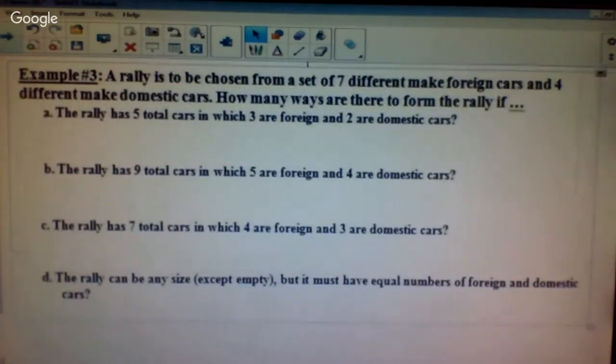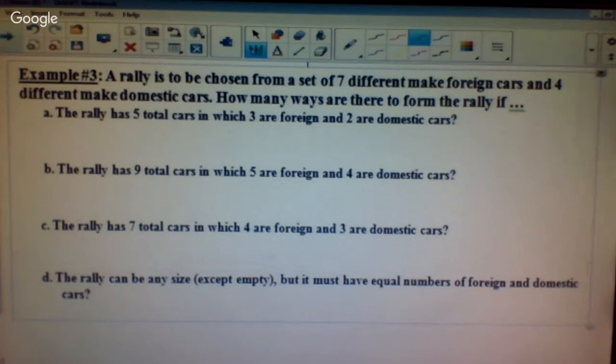Take a look at this one. A rally is to be chosen from a set of 7 different foreign cars and 4 different domestic cars. How many ways are there to form the rally if the rally has 5 total cars? We need 3 foreign and 2 domestic. How do I write that I need 3 foreign cars? 5C3.